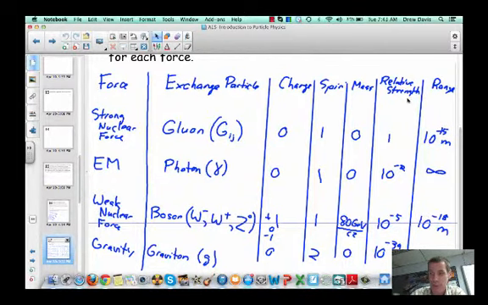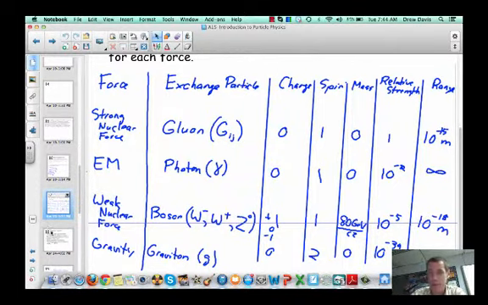Relative strength shows the relative strength as a comparison. Strong nuclear forces are much stronger than the rest. As you can see, gravity is quite a bit weaker, 10 to the negative 39 times the strength of a strong nuclear force. Electromagnetic is about 100th, and a weak nuclear force is about a 10,000th. And then finally, the range: 10 to the negative 15 for strong nuclear, 10 to the negative 18 for weak nuclear, because they're the largest particles. And then photons and gravitons can travel an infinite distance.